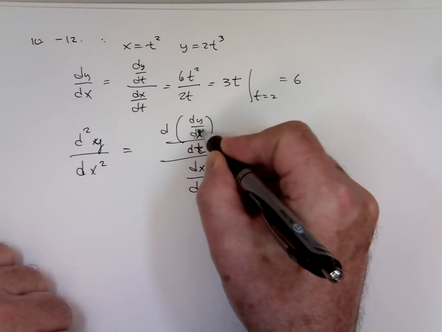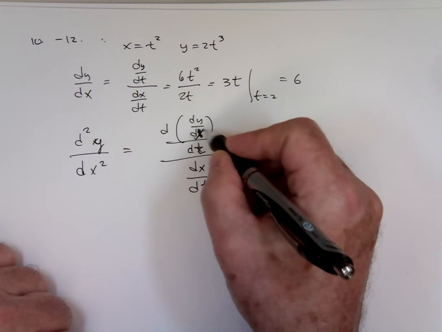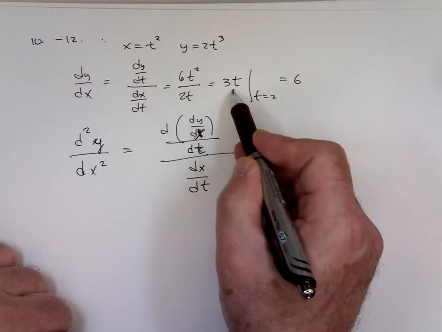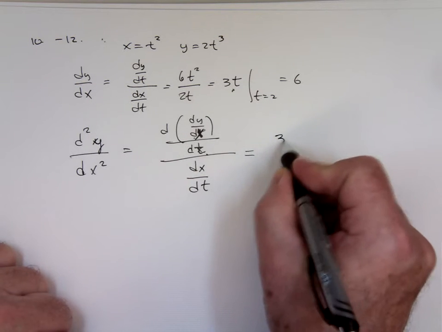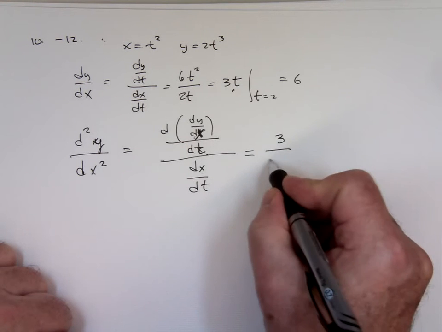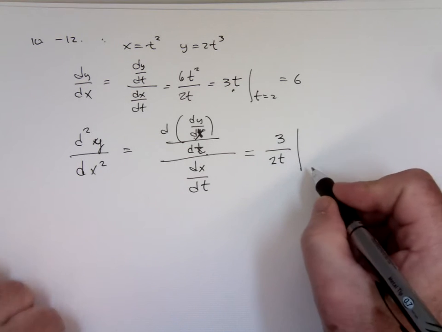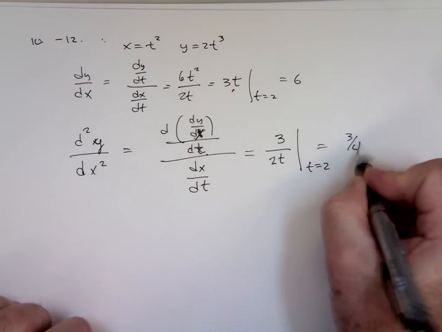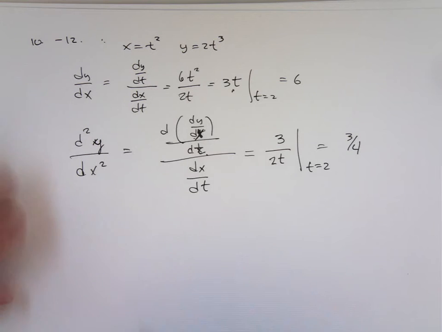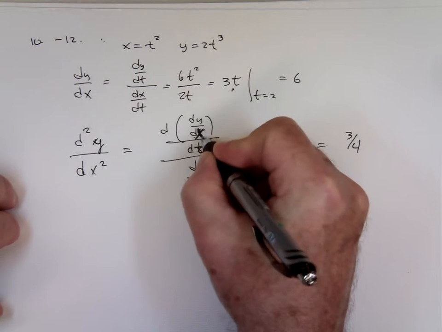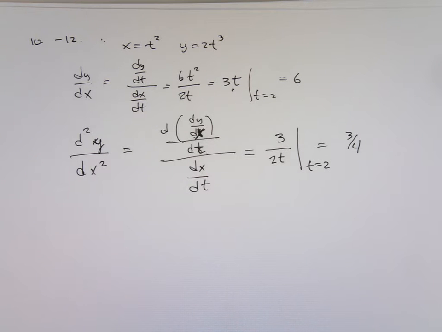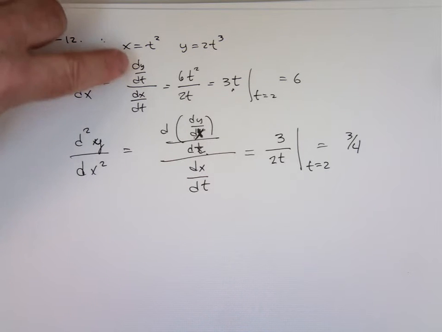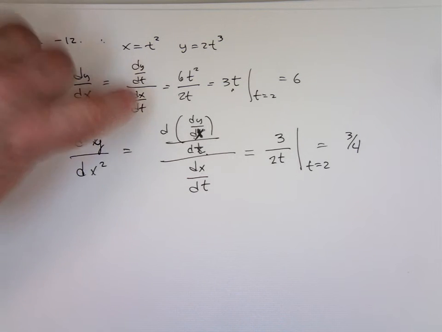Okay? The derivative of the first derivative with respect to t. Here's our first derivative. Take its derivative with respect to t, 3. Take the dx/dt again, 2t, and take t equals 2 again, to get 3/4. Okay? D is the answer. That's d squared y over dx squared: the derivative of the first derivative with respect to t over dx/dt. This is the derivative of y with respect to t over dx/dt.